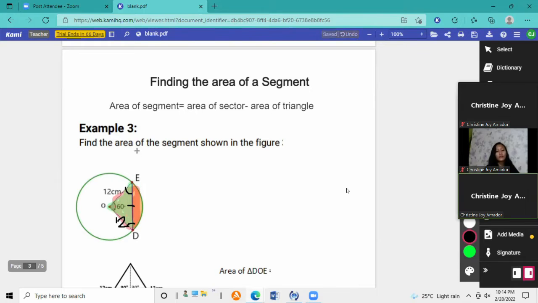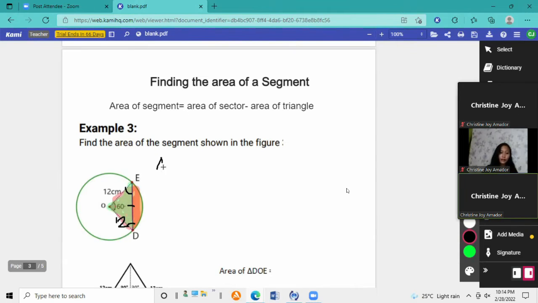Again, let us go back to the area of a segment. In finding the area of a segment, we have this formula. Let us first find the area of a sector. In finding the area of a sector, we have this formula: theta all over 360 times pi r squared. This is the formula in finding the area of a sector.